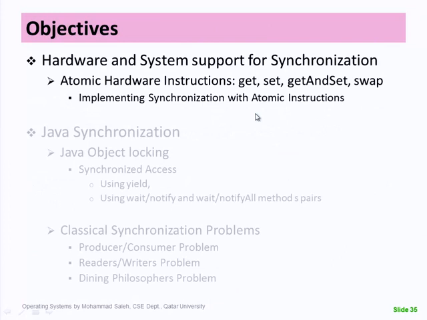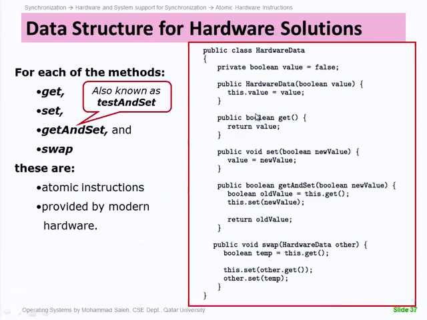We said one way to do so is by using atomic instructions that are available from the hardware. So the hardware, assuming that it has atomic instructions, implements the logic of get, set, get and set, and swap instructions. What does it mean, atomic instruction? What do you mean by saying the instruction is atomic?